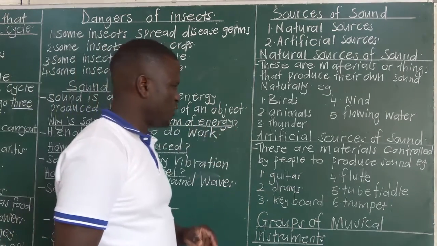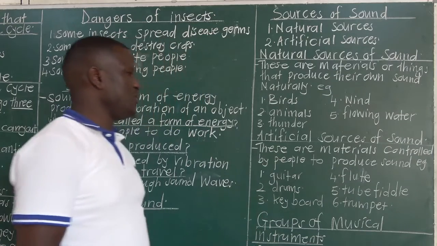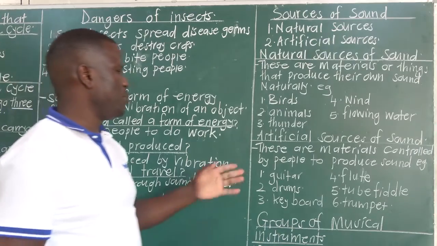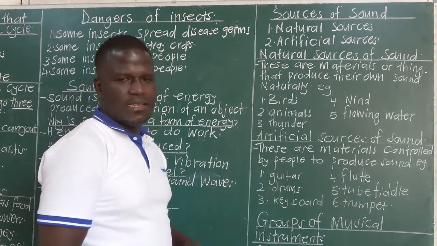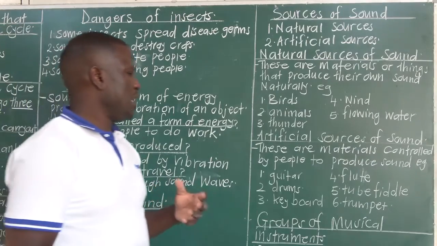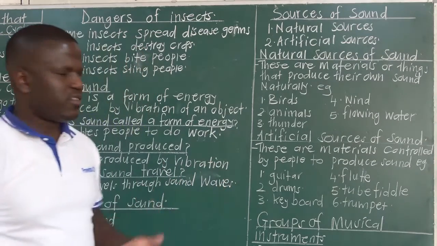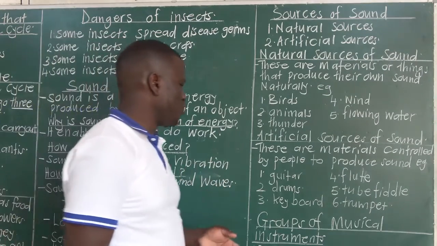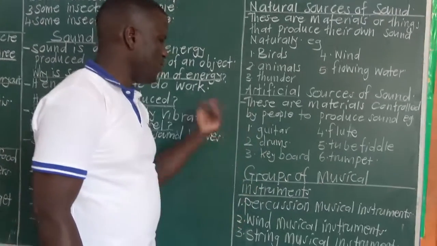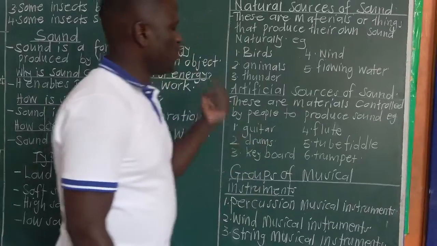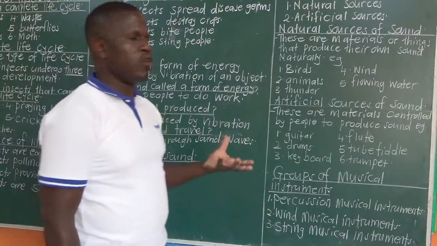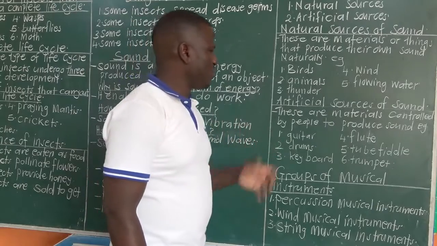Next, we look at artificial sources of sound. These are materials controlled by people to produce sound. They are made by people to produce sound. And most of them are musical instruments. For example, of artificial sources of sound, we have instruments like a guitar, a drum, a keyboard, a flute, tube fiddle, trumpet, and so on. Even a drum, a horn. Those are artificial sources of sound.